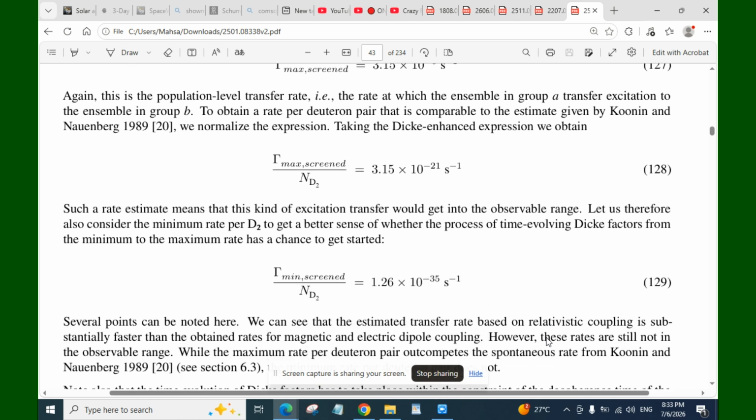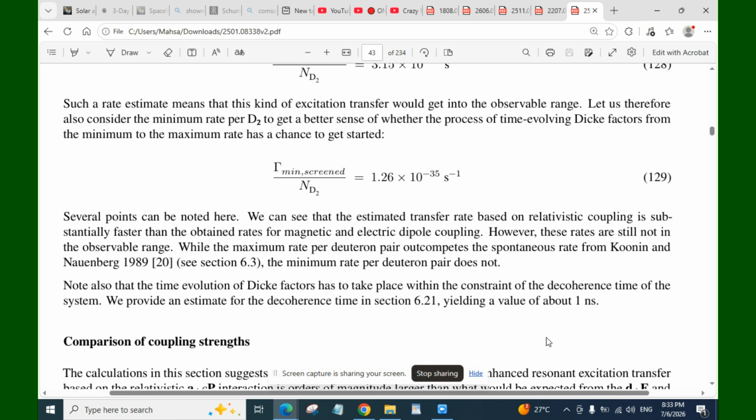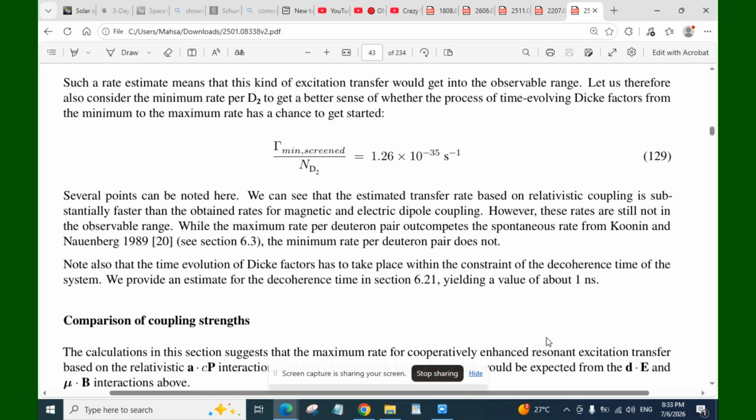We obtain tau maximum screen divided by the temperature is equal to 3.15 multiplied by 10 to the power minus 21 1 per second. Such a rate estimate means that this countable excitation transfer would get into the observable range. Let us therefore also consider the minimum rate per deuterium to get a better sense of whether the process of time evolving decay factors from the minimum to the maximum rate has a chance to get started. Tau minimum screen divided by the temperature is equal to 1.26 multiplied by 10 to the power minus 35 1 per second. Several points can be noted here.